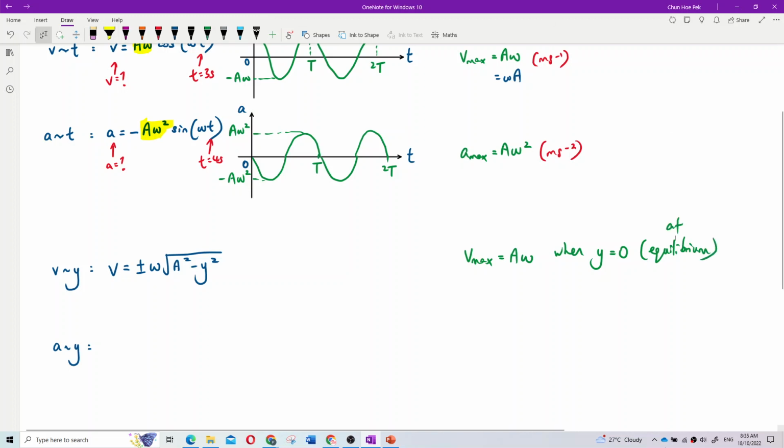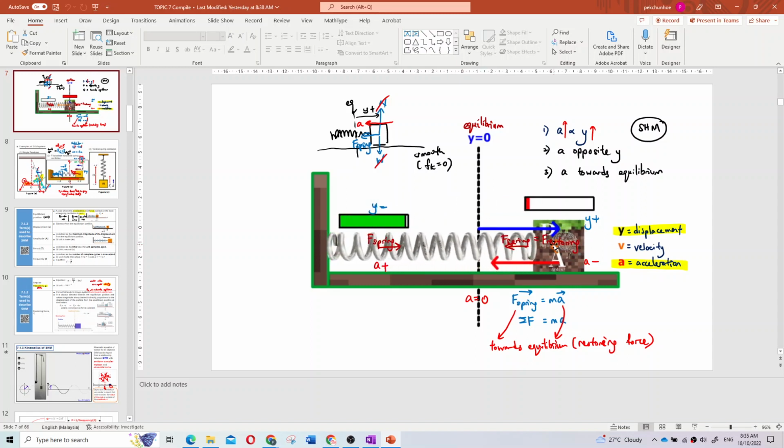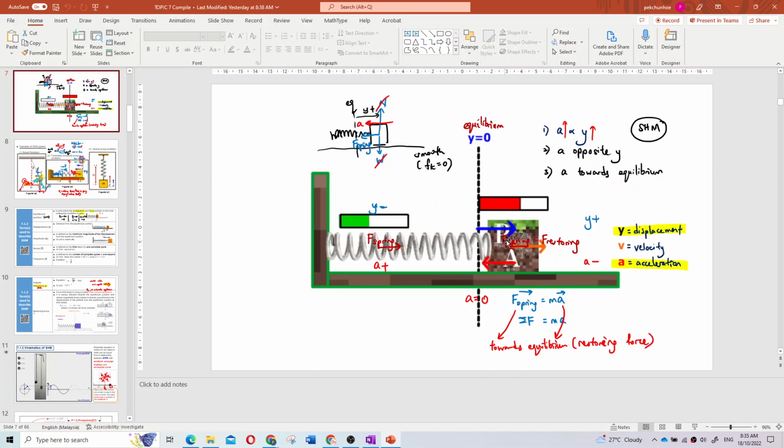So at equilibrium, the velocity is maximum. Now, if you put y at amplitude, let's substitute. If y equals amplitude, what happens? Let's calculate. Let's find it out. If the object is at amplitude, look at the simulation. Velocity becomes, look at the orange line, 0, isn't it? So velocity becomes 0 at amplitude.